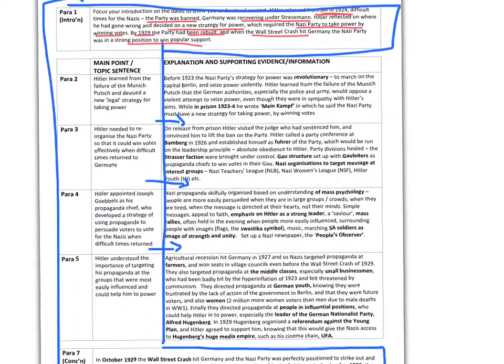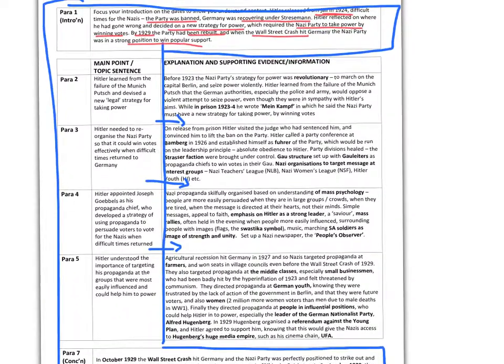As you can see, there are 4 key points that need to be made. The first one, basically, in paragraph 2, is the lessons that Hitler learned. What were the lessons that Hitler learned? The second point in paragraph 3 is the reorganization of the party. The third point in paragraph 4 is the propaganda aspect, how propaganda was used. And the final point, paragraph 5, is the targeting of propaganda at key groups.